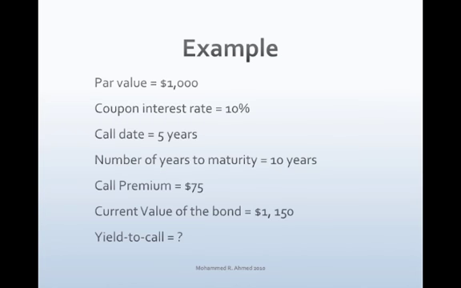Let's assume you have invested in a $1,000 par value callable bond that pays 10% interest annually. The bond matures in 10 years and the current value of the bond is $1,150. The bond is callable in 5 years and the call premium is $75. What is the yield to call for the bond?